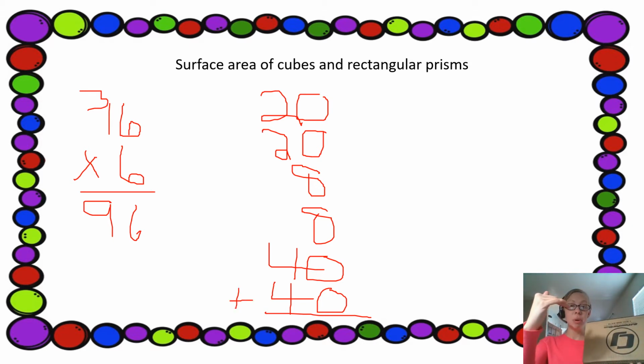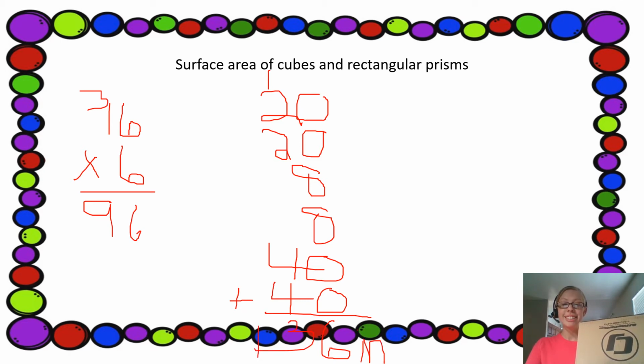And then I can add these all together. My 20 plus 20, 8 plus 8, and 40 plus 40. When I've added all the areas of the sides together, I get the total surface area of this box. So once I've added all those sides together, that surface area with our inches squared is 136 inches squared.